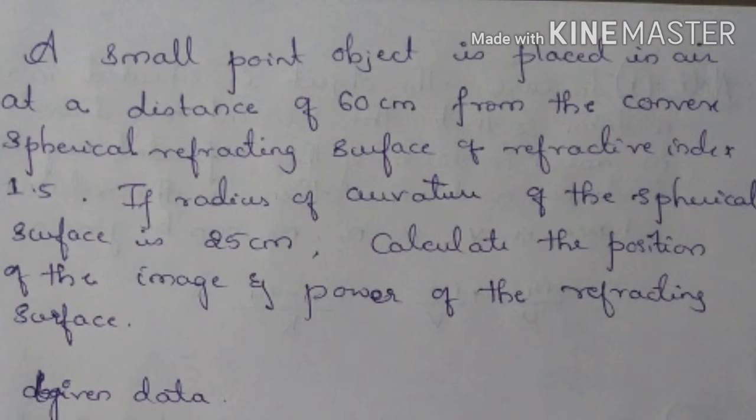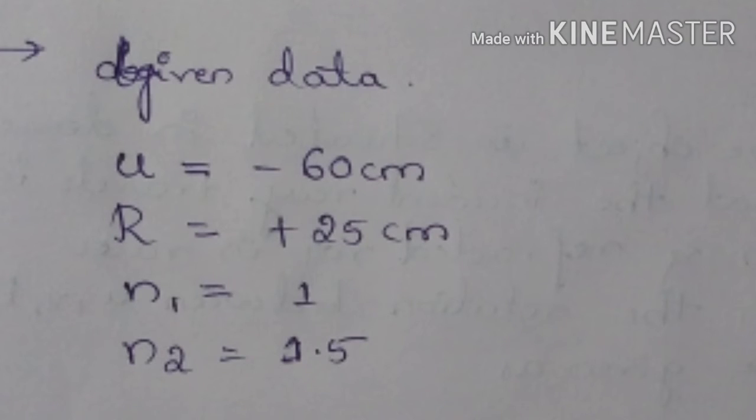So, from this question, what will be the value of n1? N1 will take the value 1 because a small point object is placed in air. So, n2 is 1.5. The given data of this question is u is given, r is given, n1 we know, n2 is 1.5.